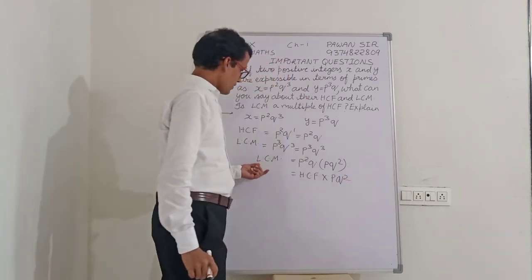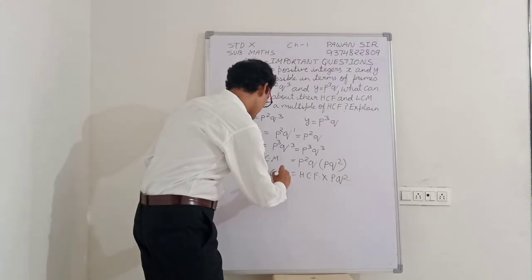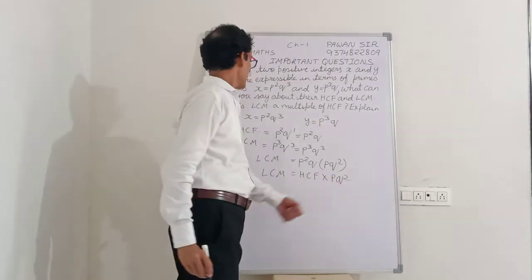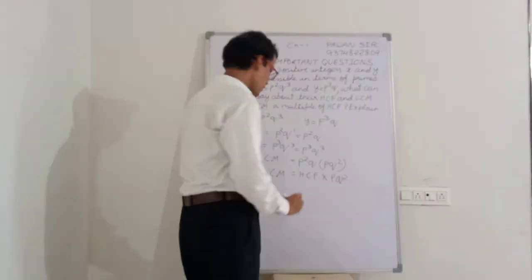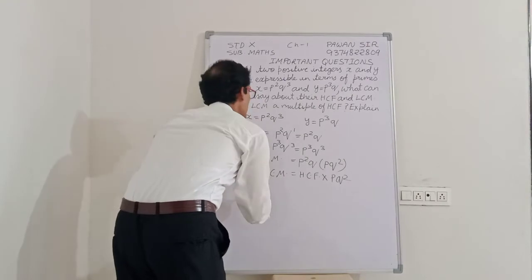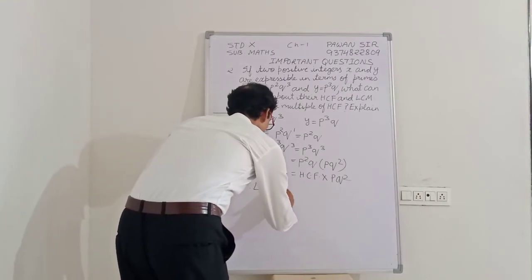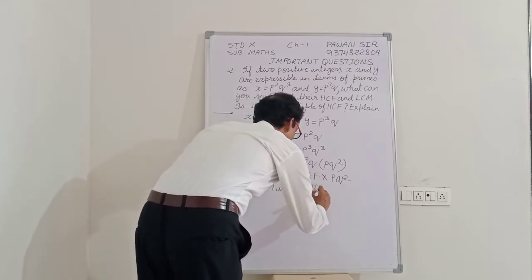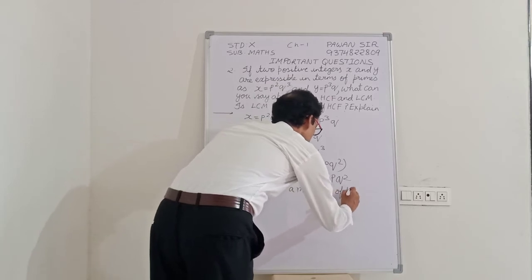We can see that LCM is equal to HCF into PQ square. What does this mean? This means LCM is a multiple of HCF. Therefore, LCM is a multiple of HCF.